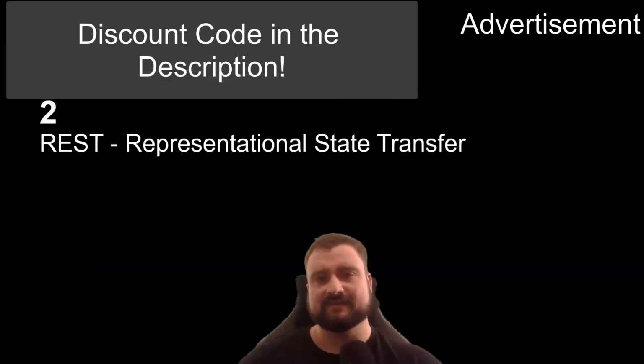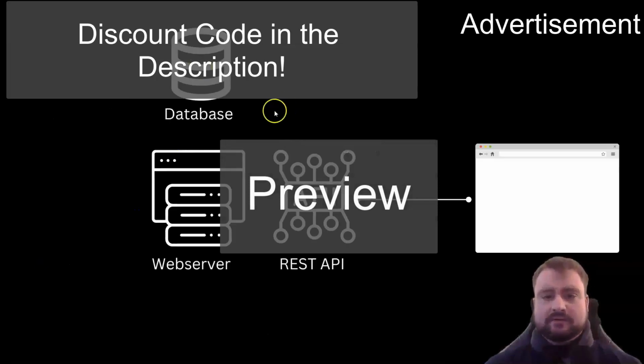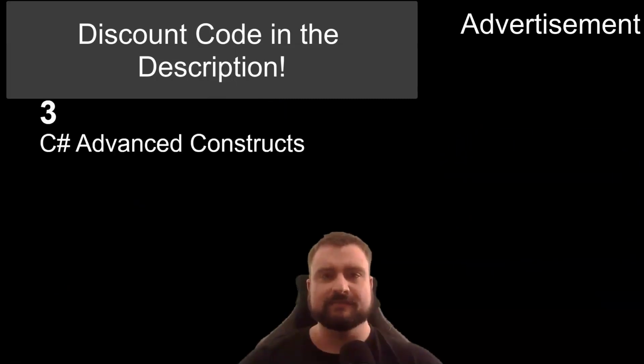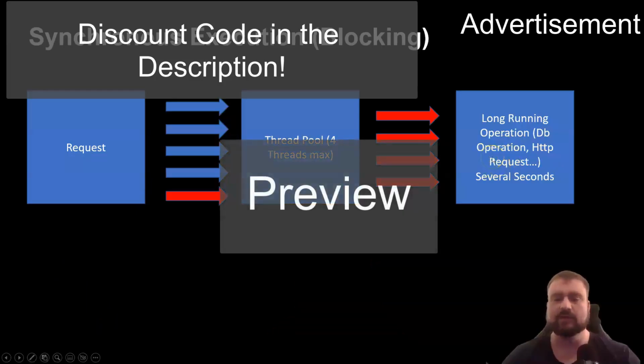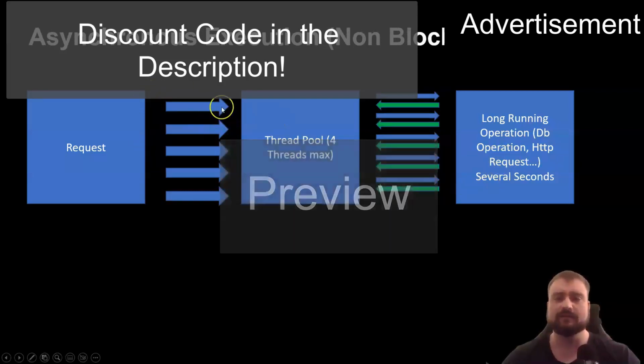2. REST, Representational State Transfer. When it comes to web APIs, you often hear people talk about REST. In this section you will learn what REST is and which guidelines your API should follow to be called a RESTful API. 3. C# Advanced Constructs. In this section we are looking at advanced language constructs in C# that you need to follow the live coding sessions later in the course.